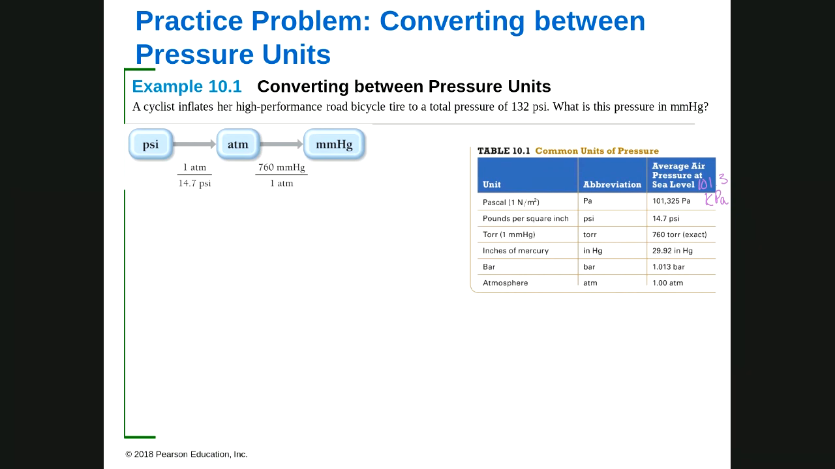All right, so a cyclist inflates her high-performance road bicycle tire to a total pressure of 132 psi. What is this pressure in millimeters of mercury? So the way the book suggests, and I actually suggest this as well, is that since everybody has the 1 atmosphere in common, you can convert whatever your first one is to atmospheres, and then convert the atmospheres to the second unit.